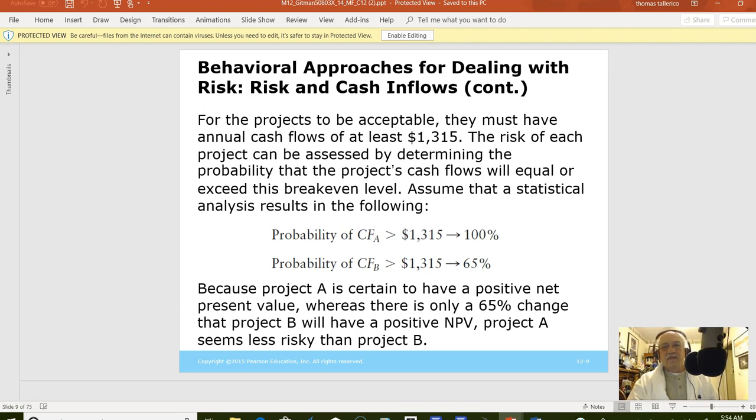All right, so for the projects to be acceptable, they must have annual cash flows of at least $1,315. So the risk of the project can be assessed by determining the probability of the cash flows. In this example, what's the probability of the cash flows being greater than $1,315? That's 100%. And over here, it's 65%.